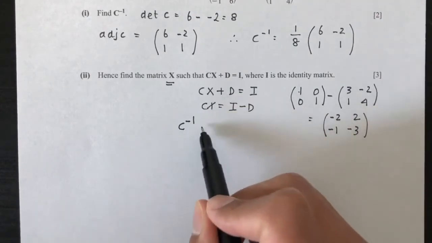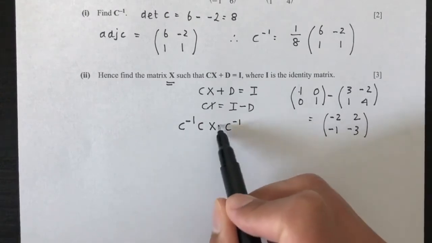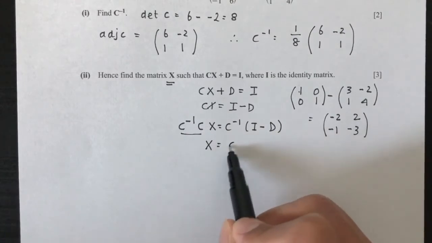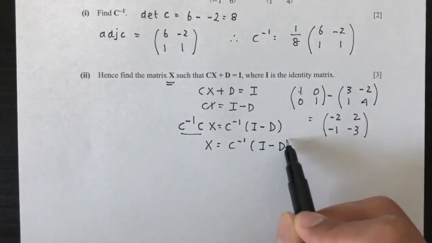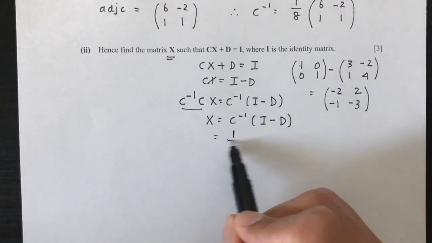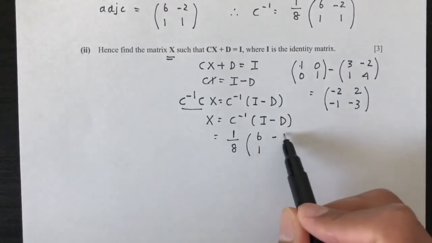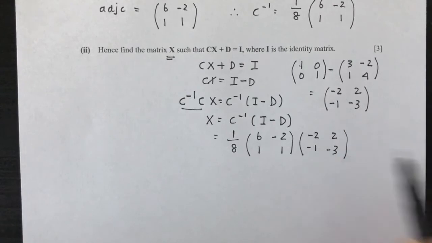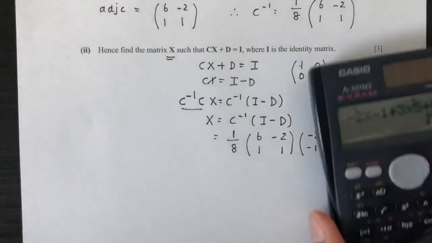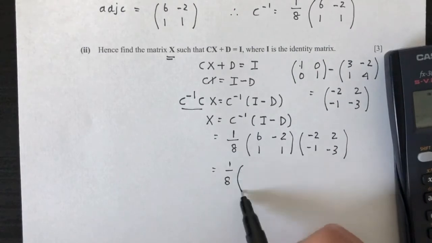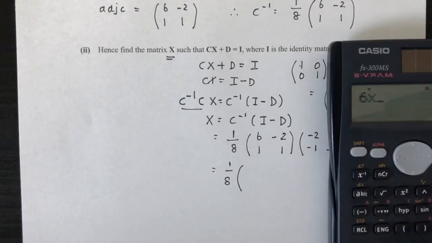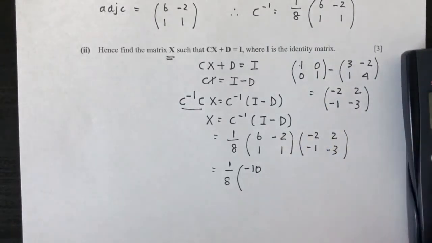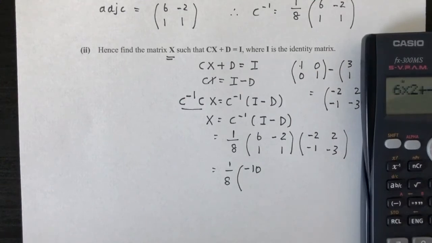Now we have to eliminate C. We have to multiply by C inverse on both sides. So this will become I. This will be x equals C inverse times I minus D. So C inverse, we have seen, is equal to 1 over 8 times 6, 1, minus 2, 1 times this matrix, which is minus 2, 2, minus 1, minus 3. So as always, rows by column. So let's do that. 1 over 8 multiply. So row is 6 times minus 2 plus minus 2 times minus 1. That should be minus 10.